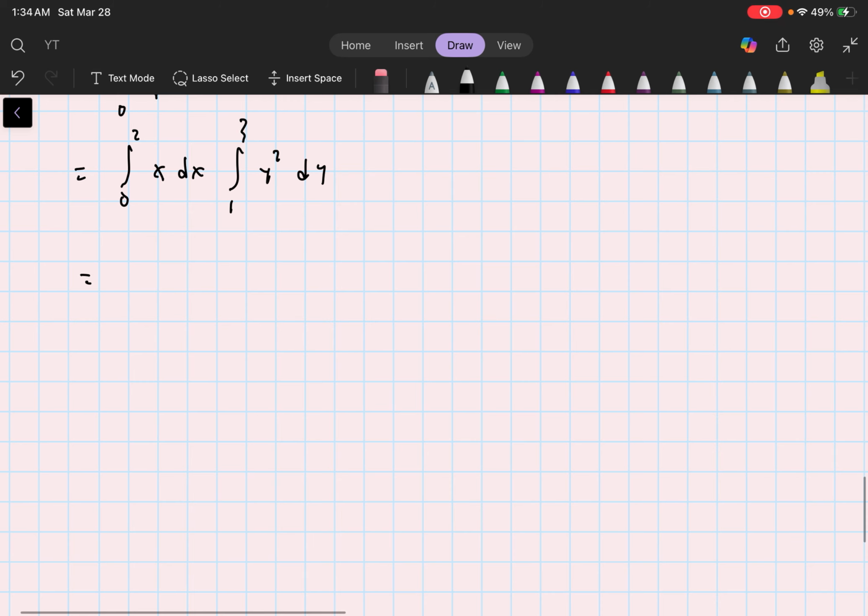From here, we get x squared over 2 from the bounds of 0 to 2.